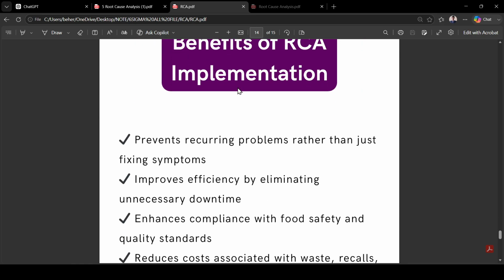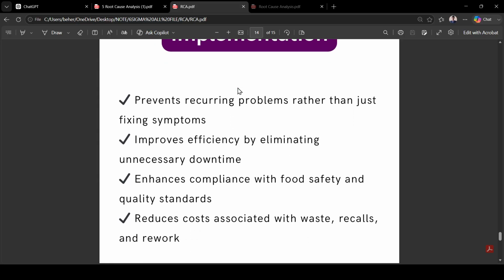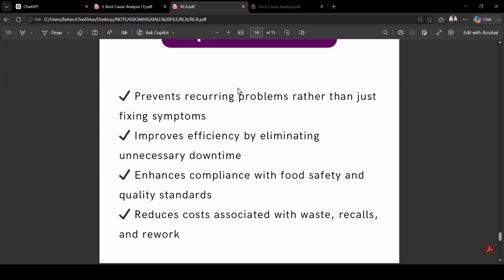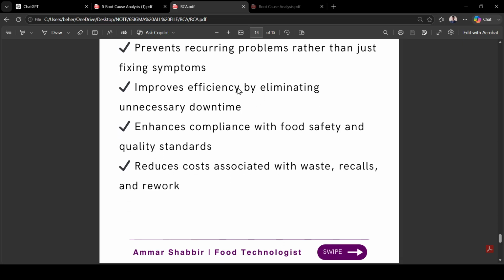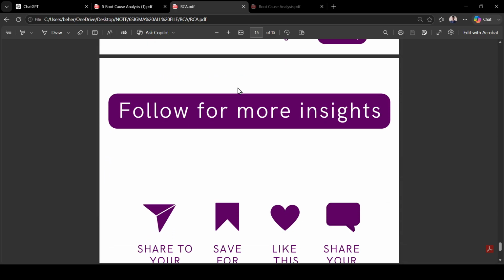Benefits of root cause analysis implementation: it prevents recurring problems rather than just fixing symptoms. It improves efficiency by eliminating unnecessary downtime. It enhances compliance with food safety and quality standards. It reduces costs associated with waste, recalls, and rework.